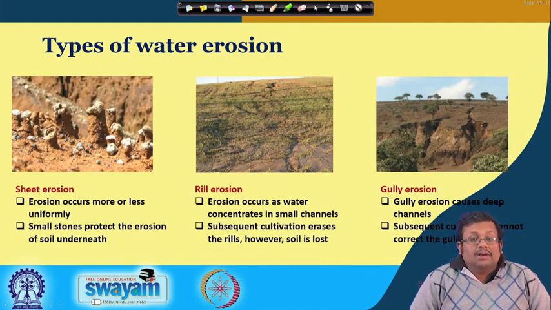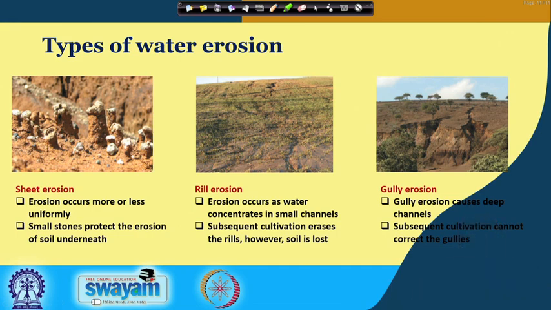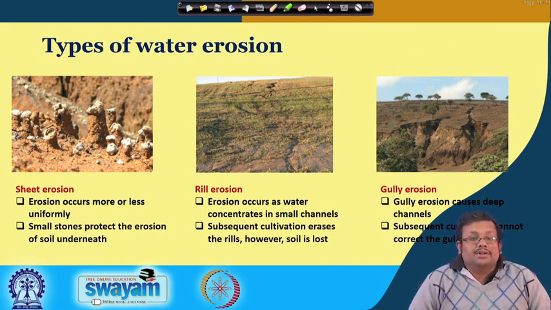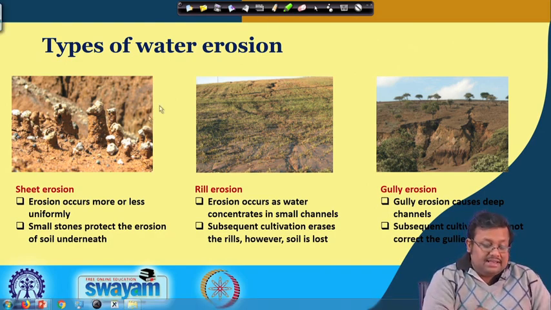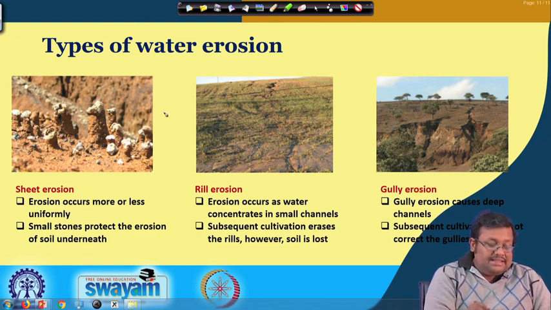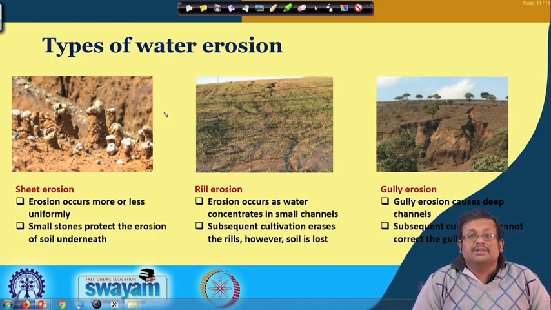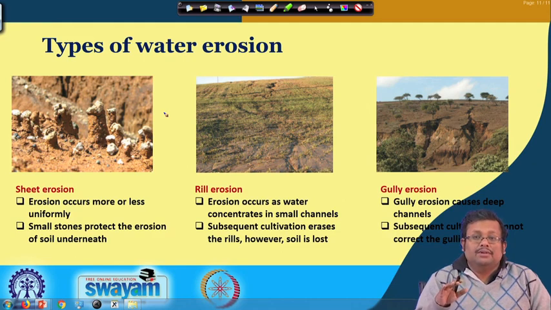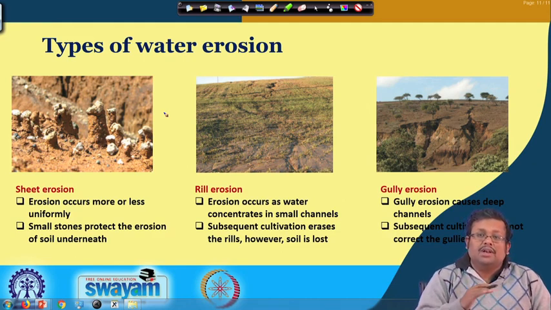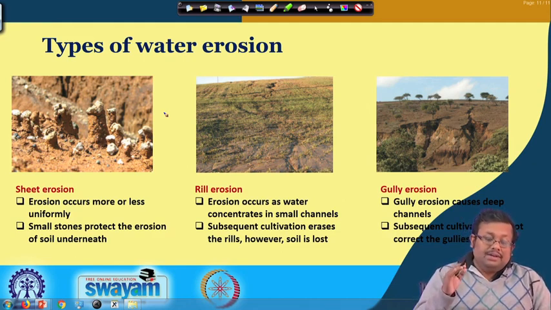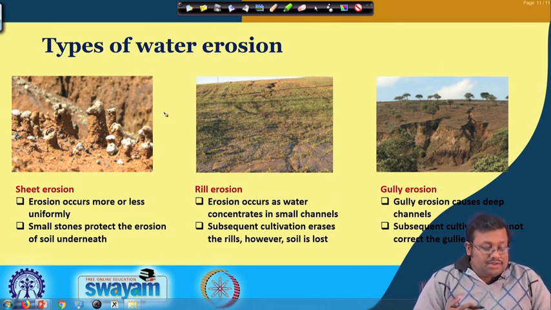Let us see what the other types of erosion are. The other one is sheet erosion, where erosion occurs more or less uniformly, and small stones protect the soil underneath. As you can see here, in sheet erosion a sheet of soil is moved away due to the erosion, and small stones protect the soil underneath from erosion.